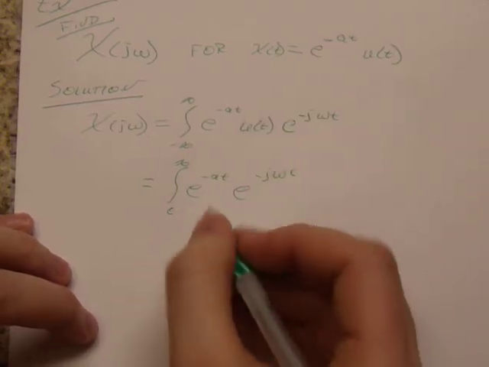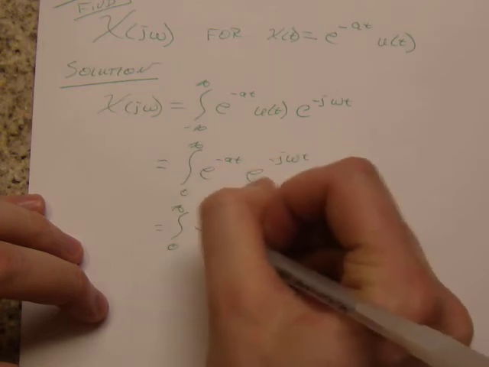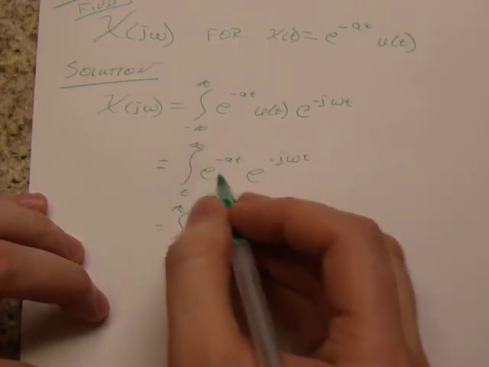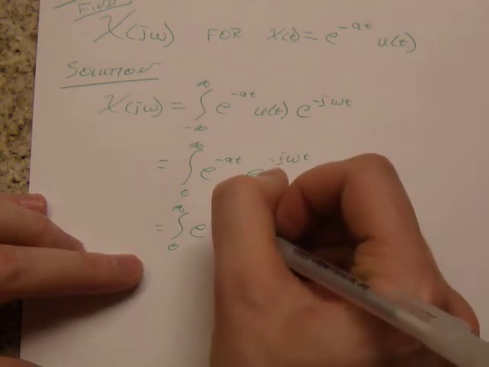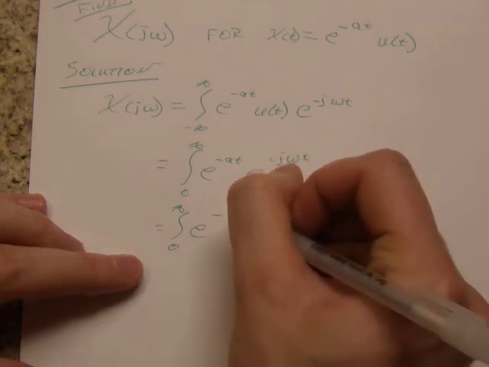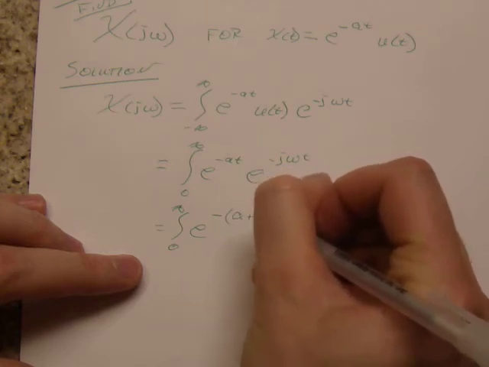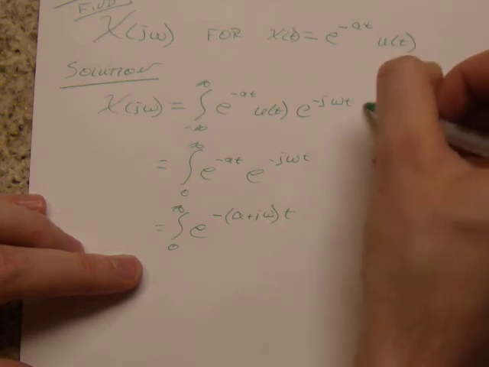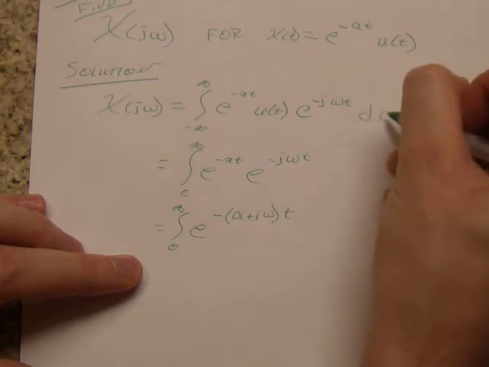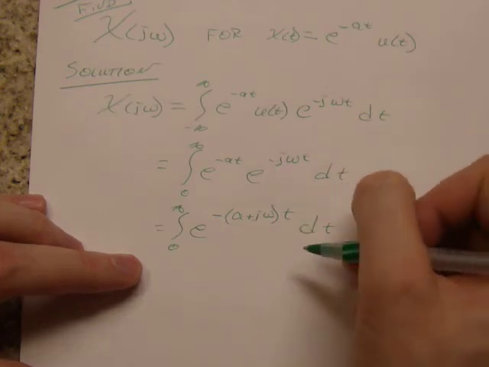We can combine these two, the integral from 0 to infinity of e, and when you have these exponents, you can add the exponents. So this becomes the negative of the quantity a plus j omega t, and I forgot all my dt's, dt.